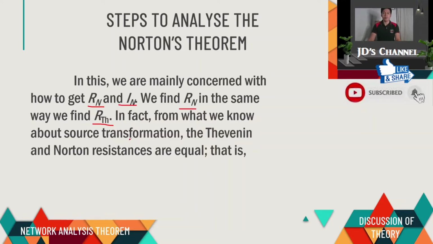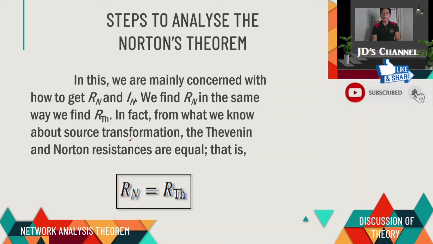In fact, from what we know about source transformation, the Thevenin's and Norton's resistance are equal. So that is, our RN is equal to our RTH.